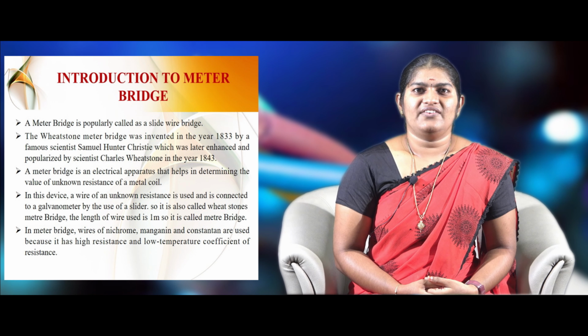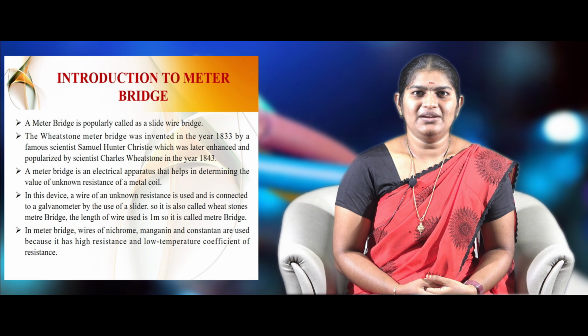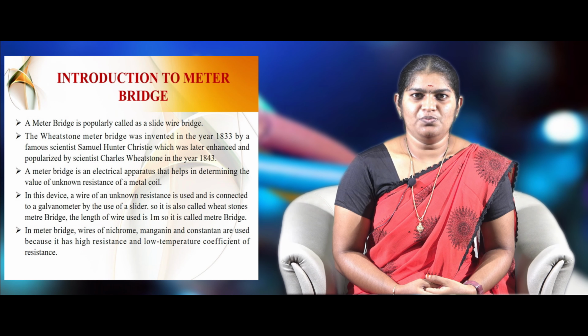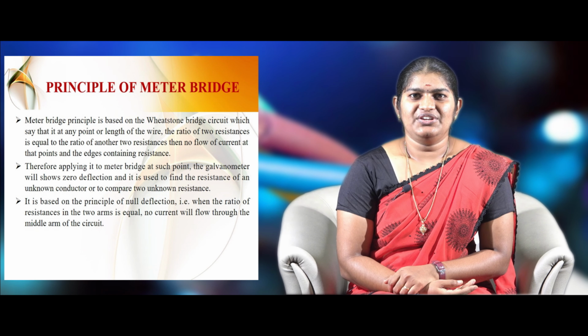In this device, a wire of unknown resistance is used and it is connected to a galvanometer by using a slider, so it is called the Wheatstone Metre Bridge. A length of wire of 1 meter is used, so it is called the Metre Bridge. In the Metre Bridge, a wire of nichrome, manganese or tungsten is used because it has high resistance and a low temperature coefficient of resistivity. Next we are going to discuss the principle of the Metre Bridge.